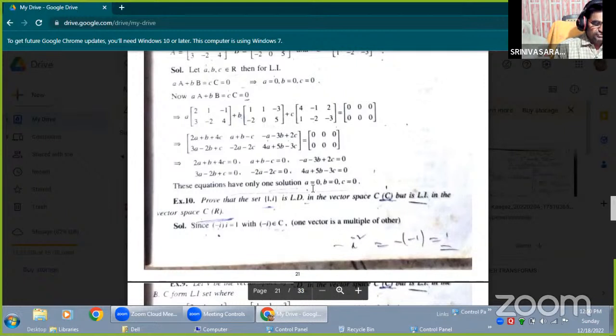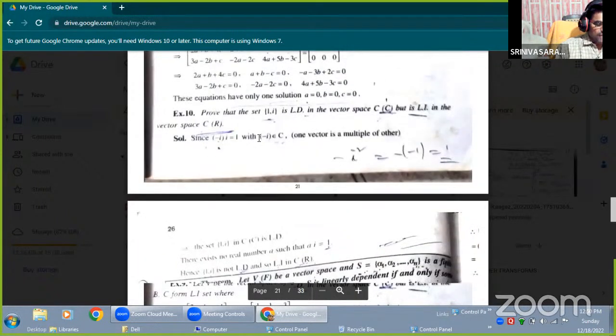We get the values: each and every scalar must be 0. That's why the matrices are linearly independent. The elements of those matrices are vectors. That's it. Now, the last one is very simple.